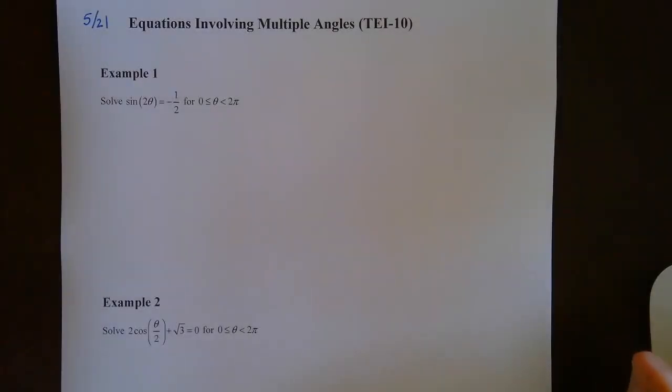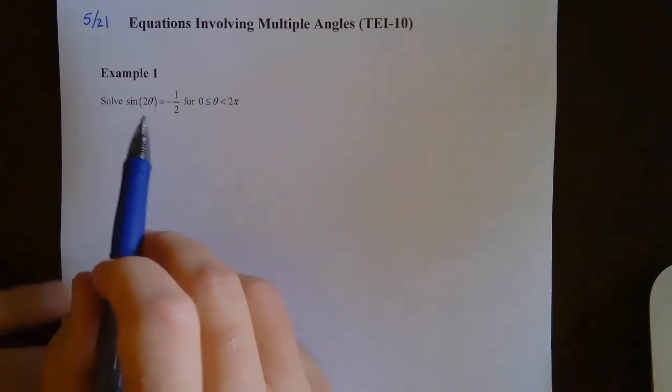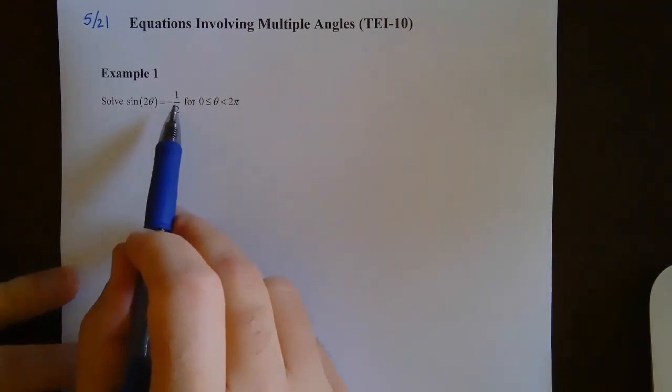Okay, guys, today is May 21st, and today's topic is equations involving multiple angles. All right, so we have a problem like this. Solve sine of 2 theta is equal to negative 1/2.